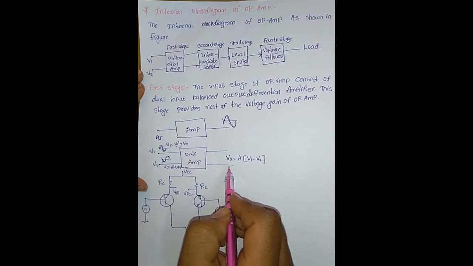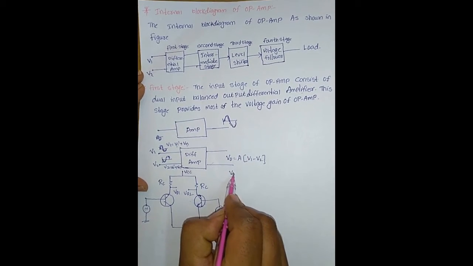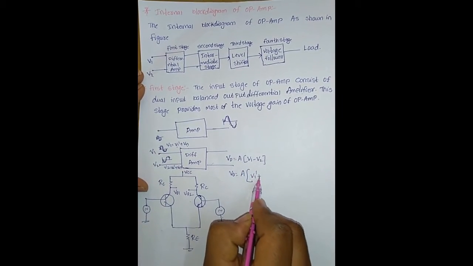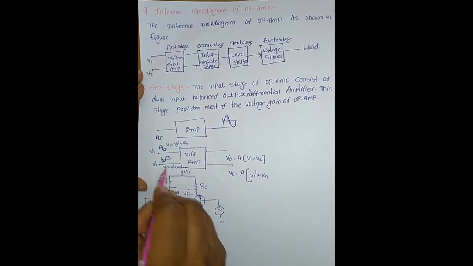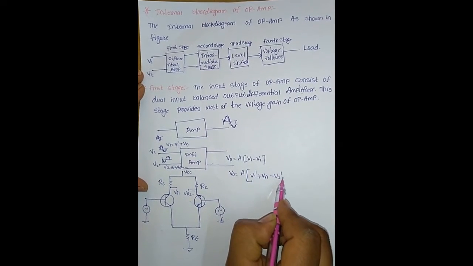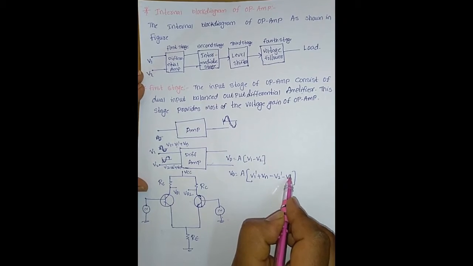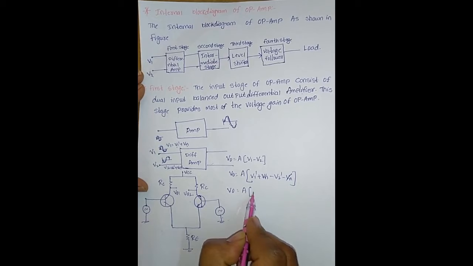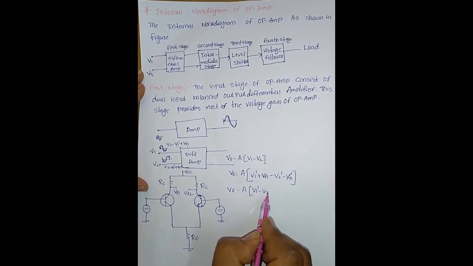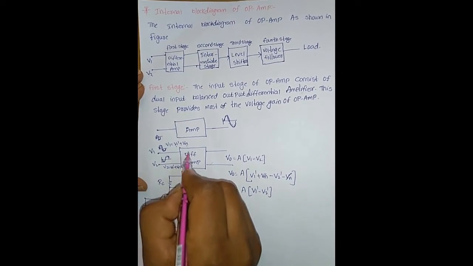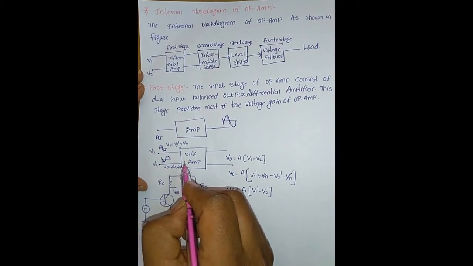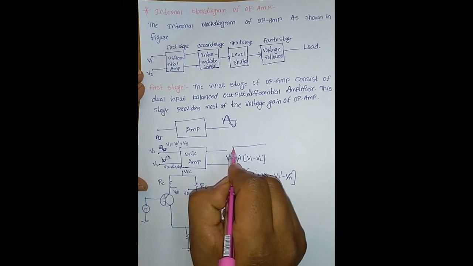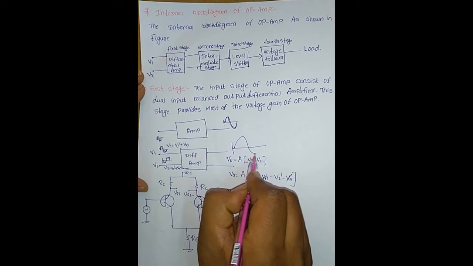Then we can calculate the output: V0 equals A into (V1 minus V2), where V1 is V1' plus Vn, and V2 is V2' plus Vn. Therefore, this noise signal is cancelled, and we get V0 equals A into (V1' minus V2'). It means that this differential amplifier eliminates the noise signal. Therefore, the amplified version of the signal is presented at the output side.